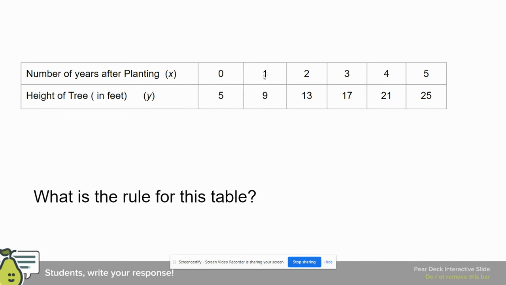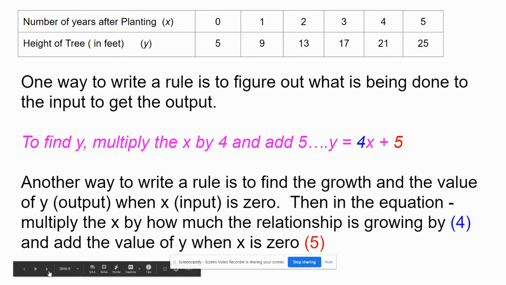So I start by multiplying. 1 times 2 is 2 plus 5 is not 9. So I go 1 times 3. 1 times 3 is 3 plus 5, not 9. 1 times 4. Well, 4 plus 5 is 9. That seems to work. So I'm going to try it here. 2 times 4 is 8. 8 plus 5 is 13. So that seems to be the rule, that I'm going to multiply my x, my input, by 4 and add 5. So one way to do it is to use our input to figure out our output.